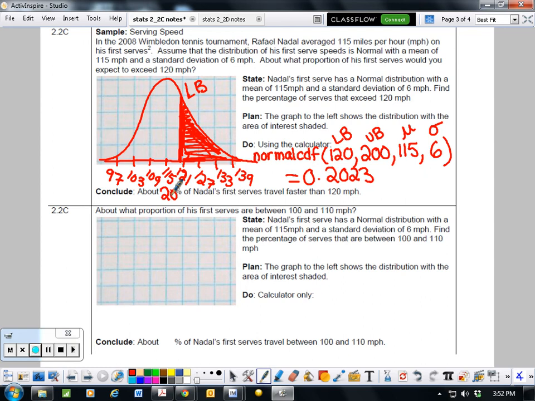Okay, so let's look at it now. What proportion of his first serves are between 100 and 110? So I'm going to go ahead. There's my mean. Okay, that curve is horrible, but we get the idea. So we've got 115.